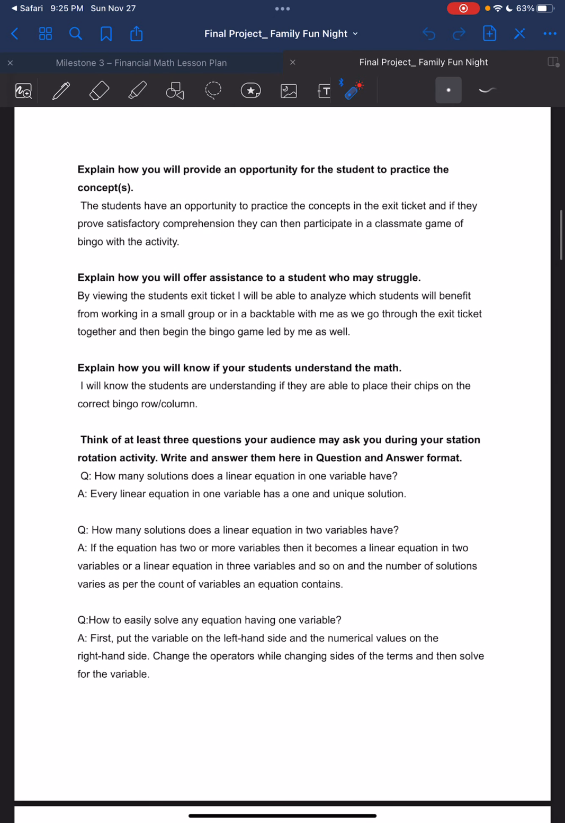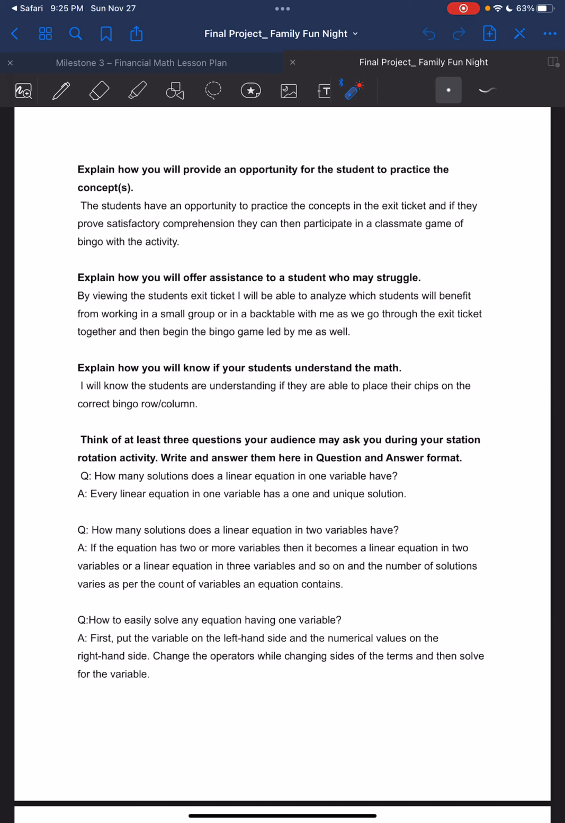How will I provide an opportunity for the students to practice their concepts? The students have an opportunity to practice their concepts in the exit ticket, and if they prove satisfactory comprehension, they can then participate in a classmate game of bingo with the activity. What will I do to offer assistance to students who may struggle? By viewing the student's exit ticket, I will be able to analyze which students will benefit from working in a small group, for example, in a back table with me as we go through the exit ticket together, and then begin the bingo game led by me as well.